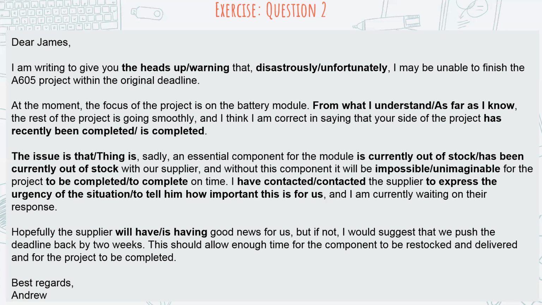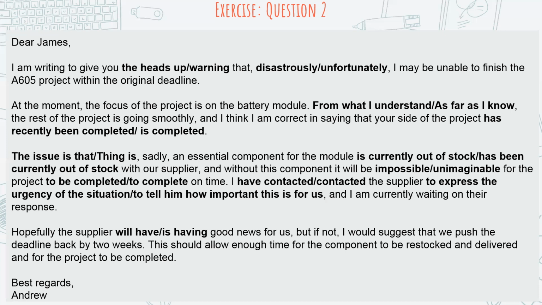I have contacted or I contacted the supplier to express the urgency of this situation, to tell him how important this is for us. And I'm currently waiting on the response. Of course, we would use the present perfect simple here because this has to do with the present time. We're not talking about the past. So I have contacted the supplier to express the urgency of the situation or to tell him how important this is for us. I would use the first one.